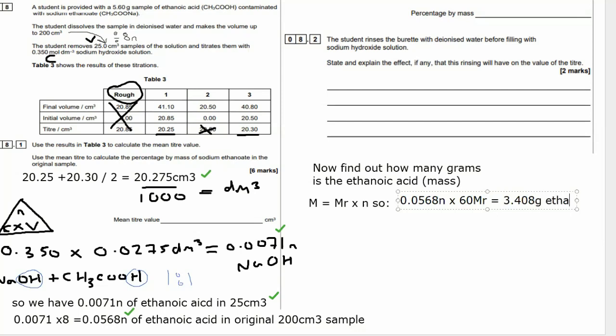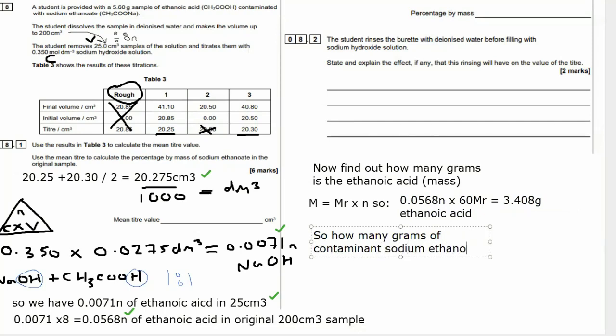Now, of course, the original mixture was 5.6 grams. So how many grams of the contaminant, the sodium ethanoate, are in the original? Well, now we can just do 5.6, get rid of the ethanoic acid, and we're left over with our contaminating sodium ethanoate. And it's 2.192 grams.